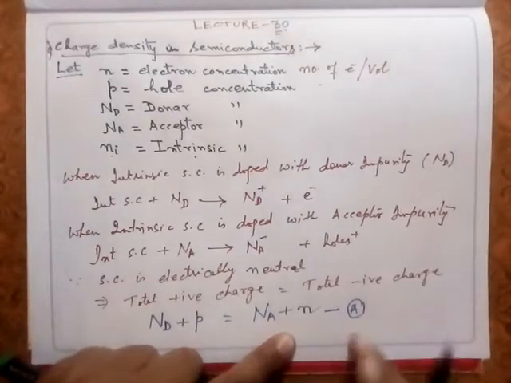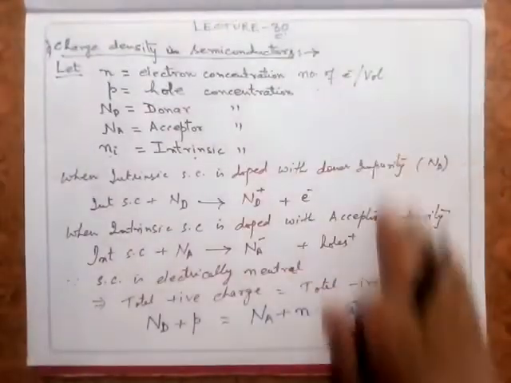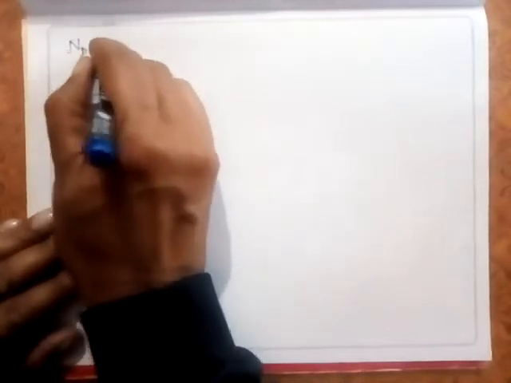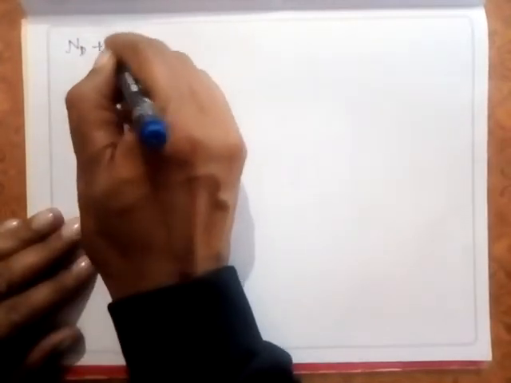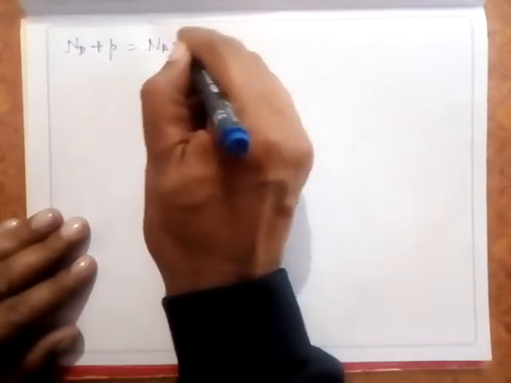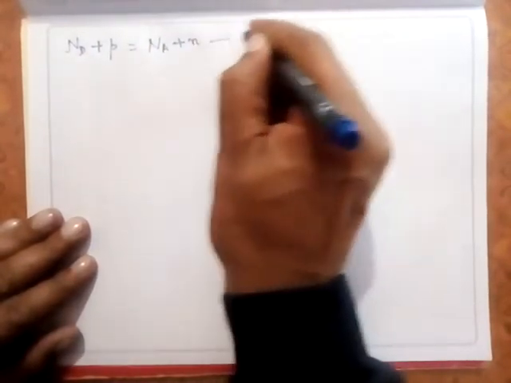So suppose I say this is expression number A. Let me rewrite this expression once again: Nd plus P is equal to Na plus N. I am rewriting this equation here. That is, you have Nd plus P is equal to Na plus N. Suppose I say that this is equation 1. Now let's take the different cases.